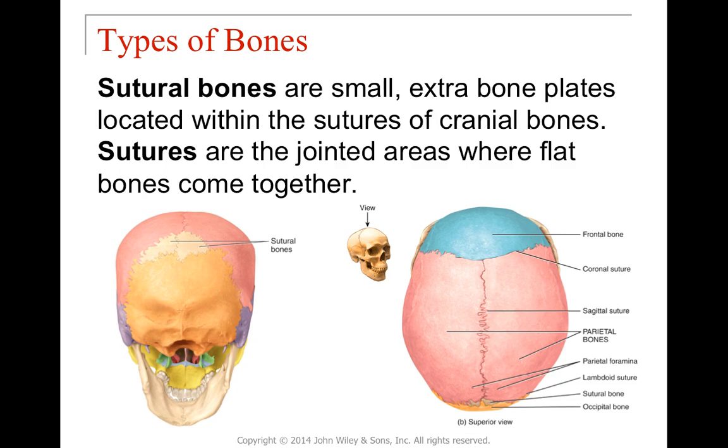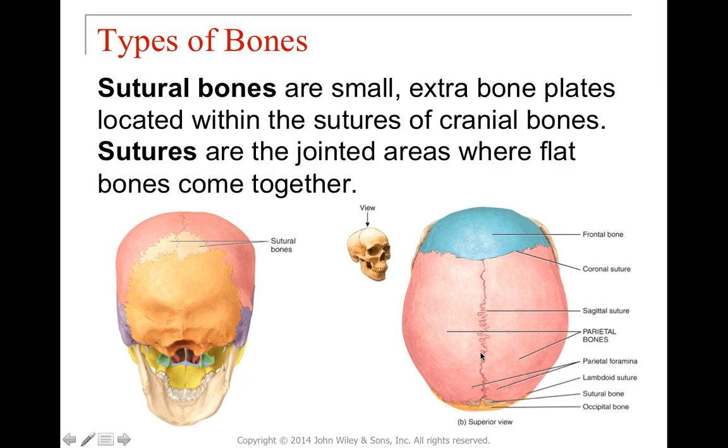All right, so let's talk about the skull for a second. There are sutural bones, which are basically these small extra bone plates that are located within the sutures of cranial bones. So basically, wherever the bones are coming together, right? There are regions that are going to fill in, for example, the soft spot, right? So sutural bones. And anytime that you see the bones coming together in like these wild little lines, they're basically fusing together in what's called sutures.